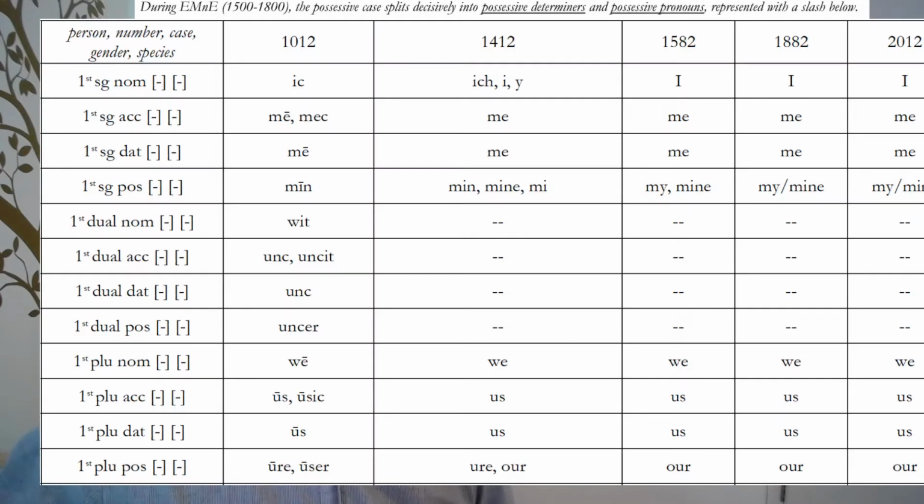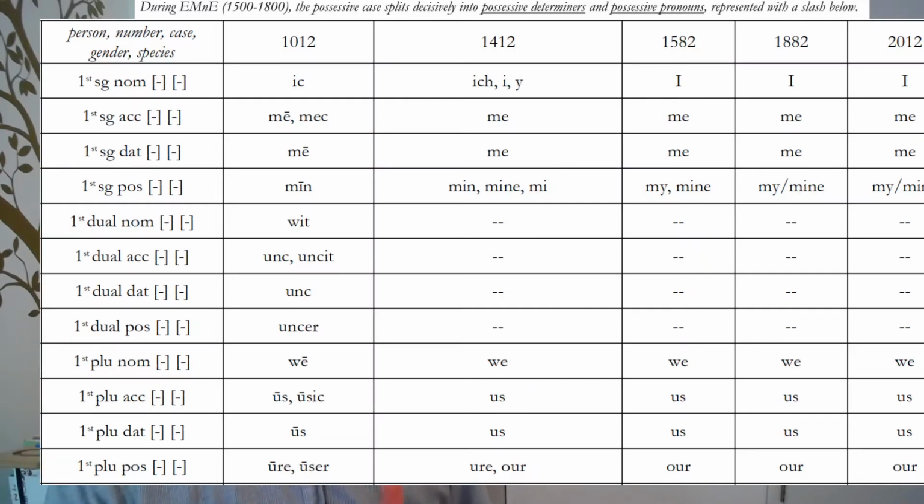What about the first person plural right here, right? First person plural nominative is we. And we'll see here that the first person plural nominative remains pretty consistent. The pronunciation is going to change from we to we, but it's the same, right? First person plural nominative. Same roughly with the first person plural accusative. Us, us, us, right? Though notably here, this is a distinction between accusative and dative.